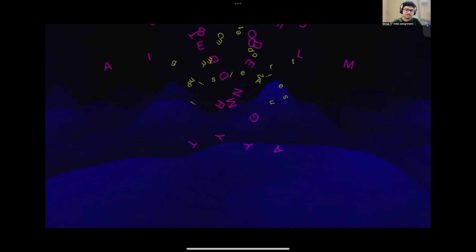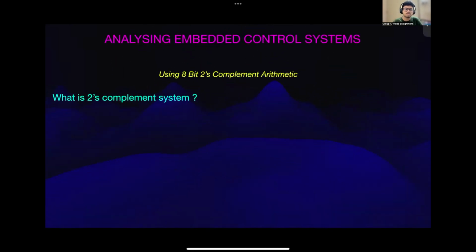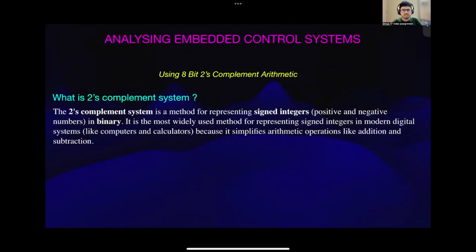Hello everyone. Today I'll be explaining the concepts related to question 1 of set 5. Now, starting with what is 2's complement. So 2's complement is a method for representing signed integers, both positive and negative, in binary format. It is the most widely used method for representing signed integers in modern digital systems like computers and calculators because it simplifies arithmetic operations like addition and subtraction.